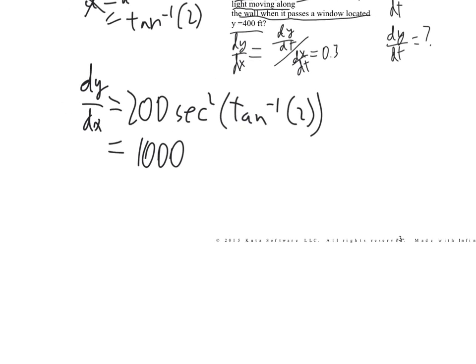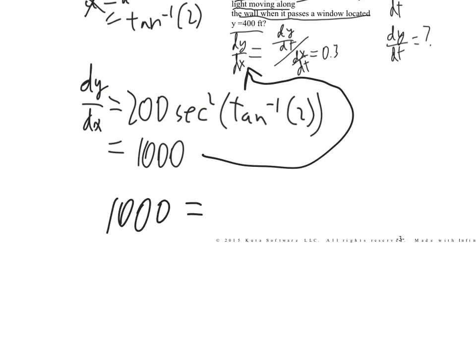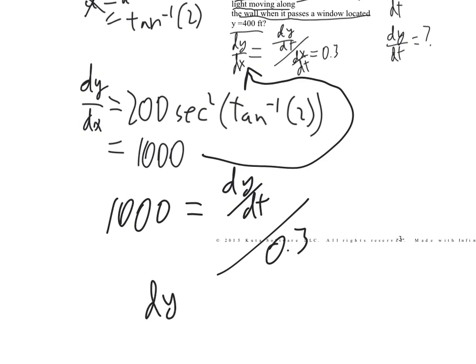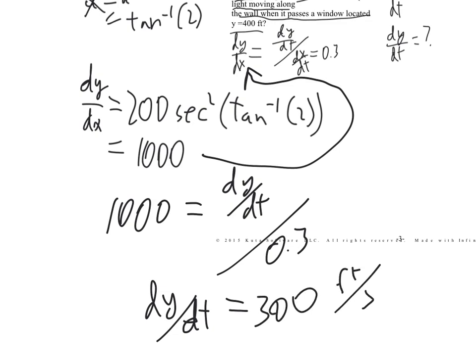Now, let's put that in here. So that would be 1,000 equaling dy/dt all over 0.3. Multiply 0.3 on both sides. dy/dt equals 300 feet per second. Now, because we're trying to have 3 decimals, you'll probably put 300.000. Alrighty, that is it. That's how you do this problem.